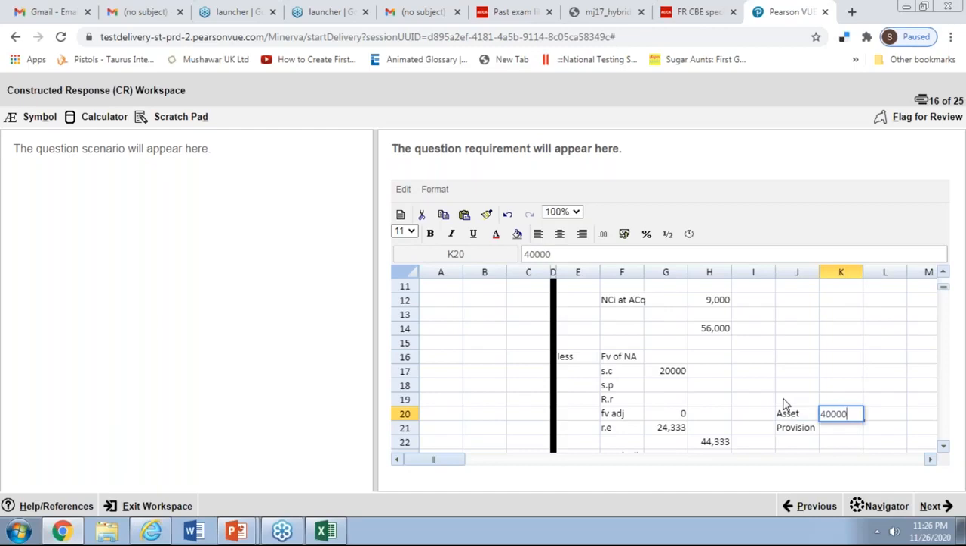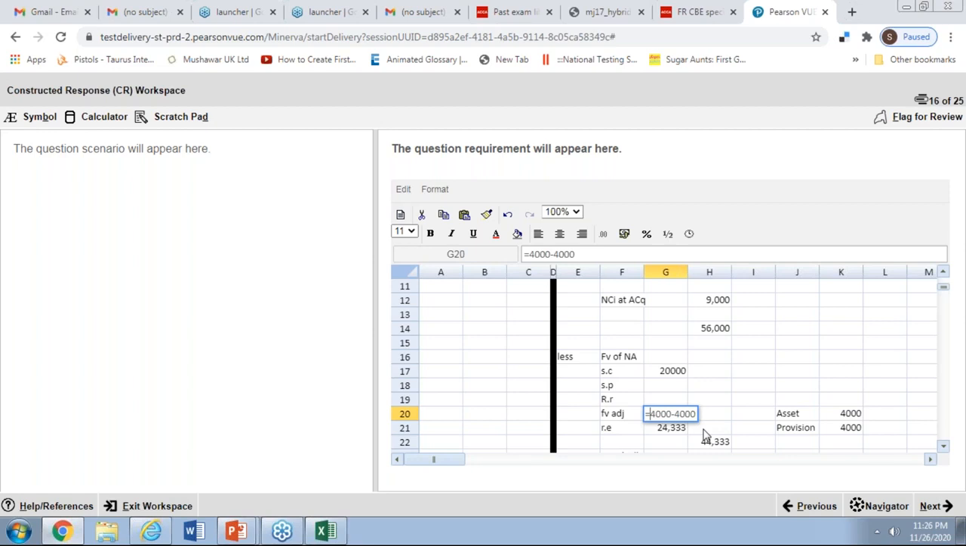Asset debit by 4,000, provision credit by 4,000. So asset debit means you have to increase the asset. So that asset will increase by 4,000. Liability credit means liability will be increased by 4,000. So the net impact will be 0 for this. Okay.